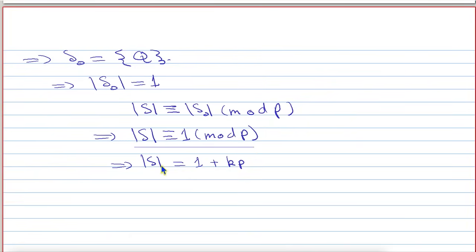Okay, because the size of S is the number of Sylow b subgroups in G. Now for the second part of this proof, we want to show that n sub b, the number of Sylow b subgroups, in fact divides m, where of course the order of G is b to power alpha times m.